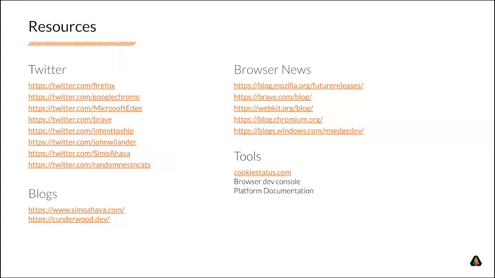So I have some resources that I think they will give out this deck, and I will make it available for them. But you can see there's some Twitter accounts that you might want to follow. There's some blogs to read. There's all the different browser news blogs that you can follow along with. And there's some tools. So cookiestatus.com is run by Simo Ahava, and it's a list of all of the current protections in place by some of the top browsers. But then you need your developers to look at those and figure out, well, what of this actually impacts our website.